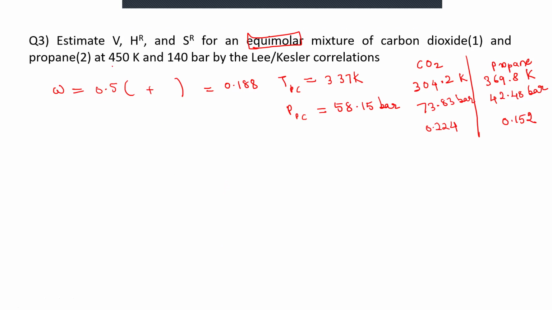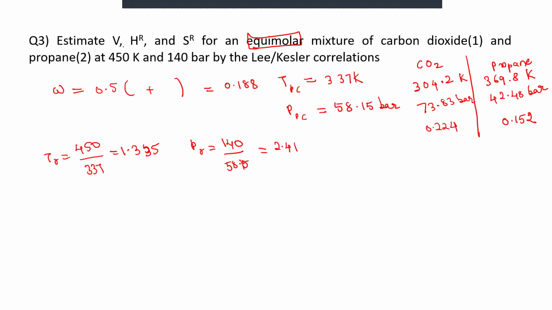So what we have already here is temperature is 450 Kelvin. So now we have TR is equal to 450 by 337 Kelvin. So the ratio will be 1.335. And similarly, PR will be 140 bar by 58.515, which gives us 2.41.